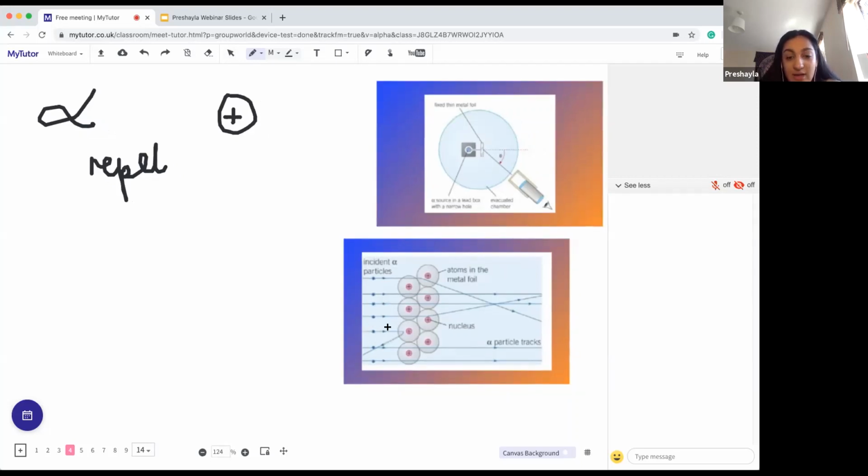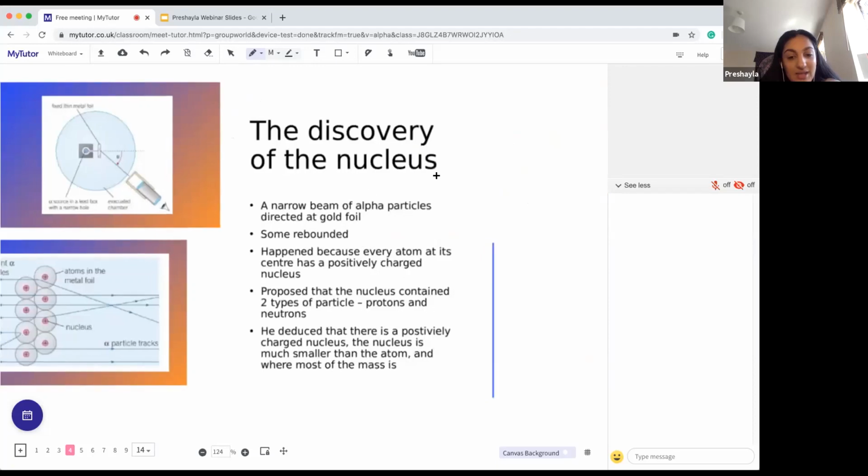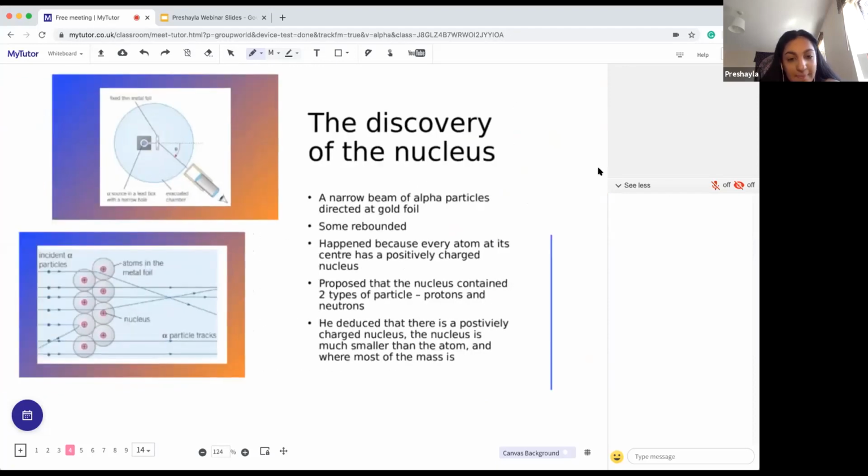It goes really, really close and then it shoots back because it's repelling the positive charge in the center of the atom. So if we have two positive charges, they will repel each other. And that's exactly what he was able to prove. As well as this, he was able to prove that there is a positively charged nucleus and the nucleus is much smaller than the atom.